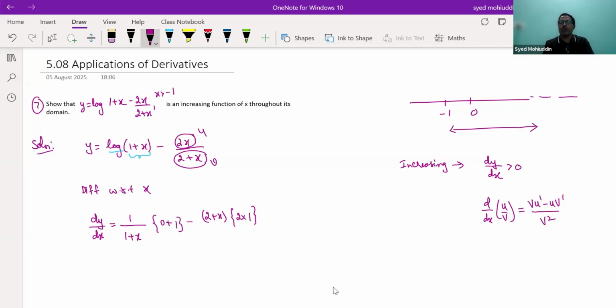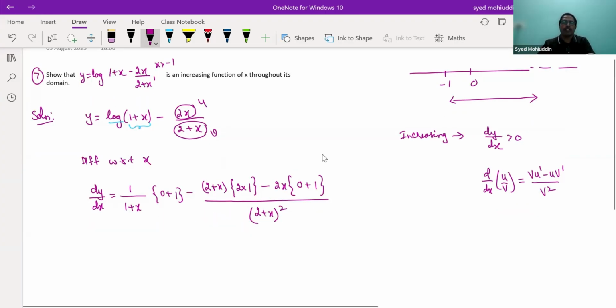So v into u dash is complete, minus u. u is 2x into v dash. v dash means you have to differentiate this one. The constant differentiation will be 0 plus x, so differentiation of x will be 1. So differentiation is complete. The whole is divided by v square, so v value is 2 plus x and it is squared. Now let us further simplify this one.